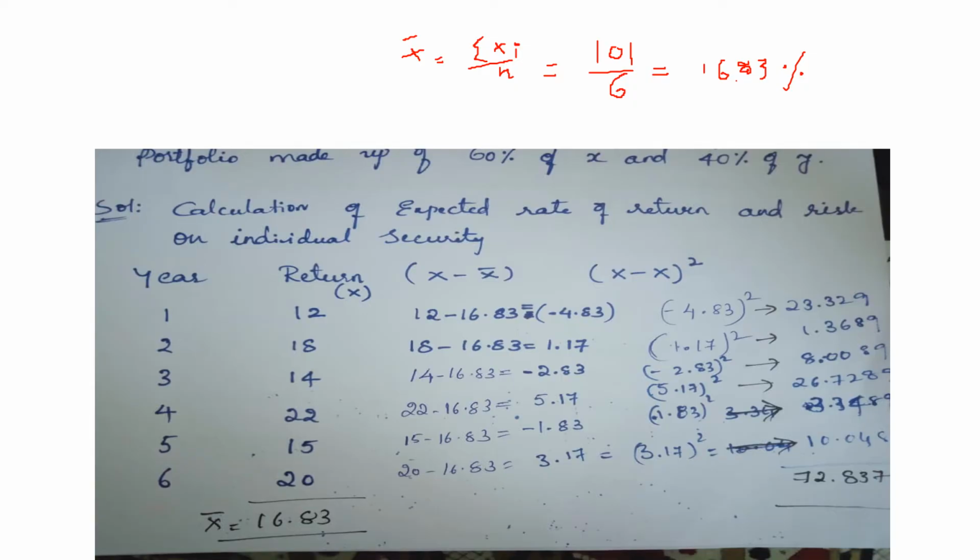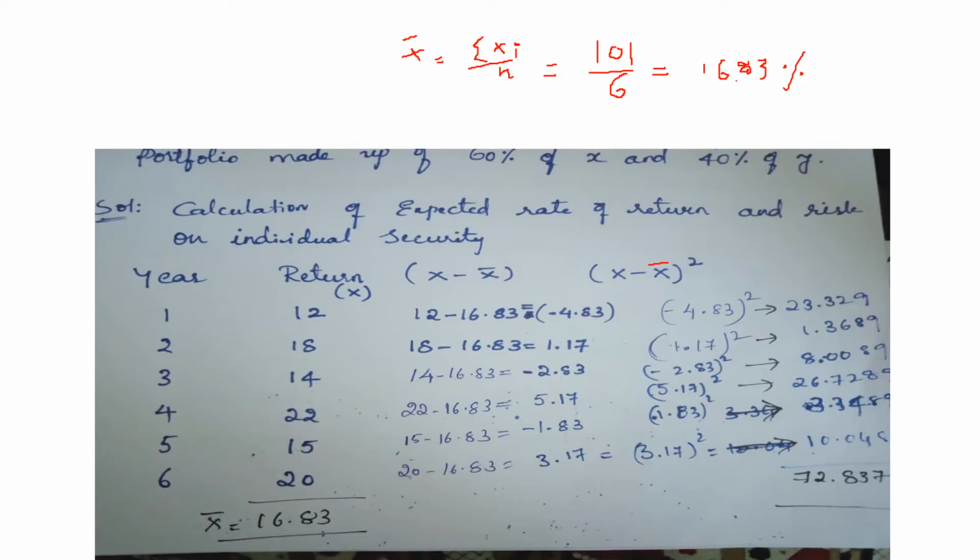Then X minus X bar the whole square. Whatever value you have got here, that is minus 4.83, that should be squared. So minus 4.83 the whole square, 1.17 the whole square, minus 2.83 the whole square. I have written it separately. So you make a note of all the things and calculate and write it separately, then it will be clear for you. It is very simple, not that difficult calculations.